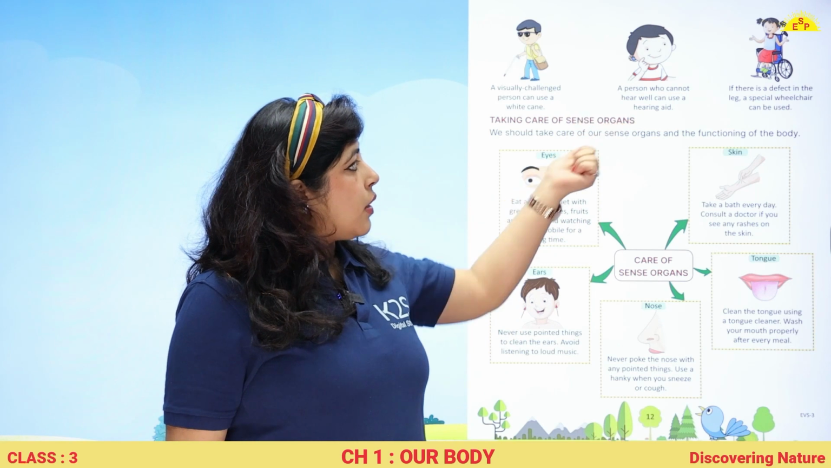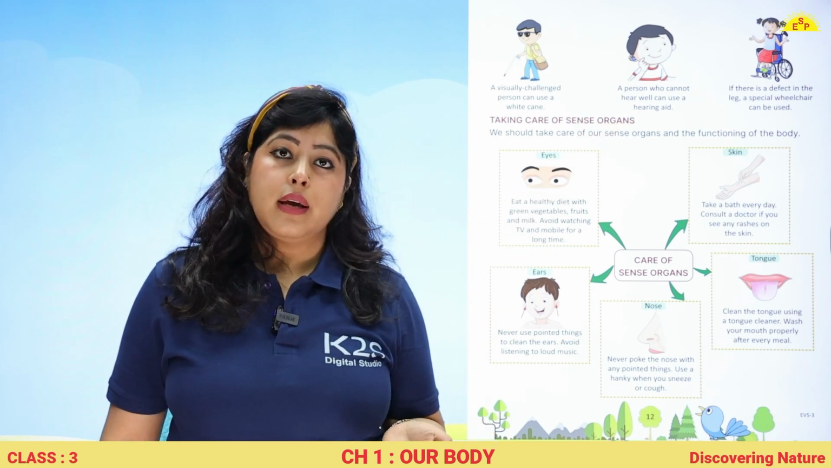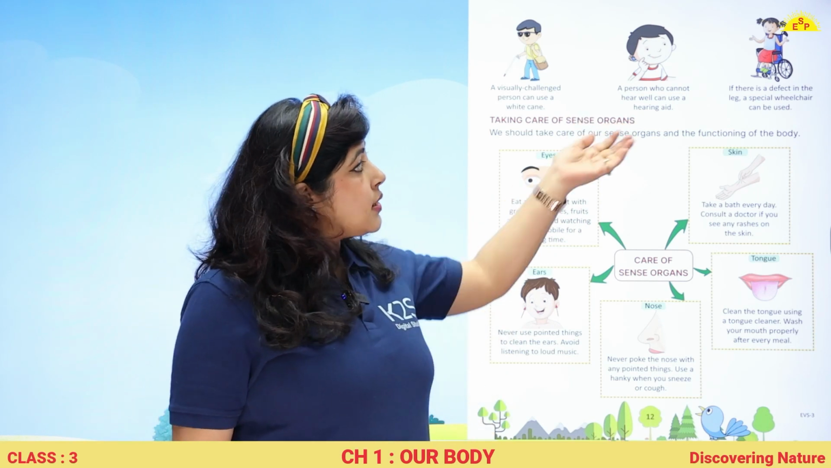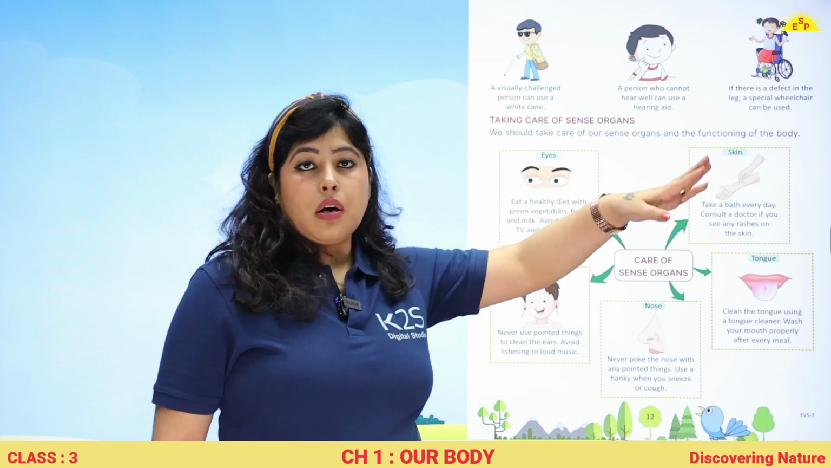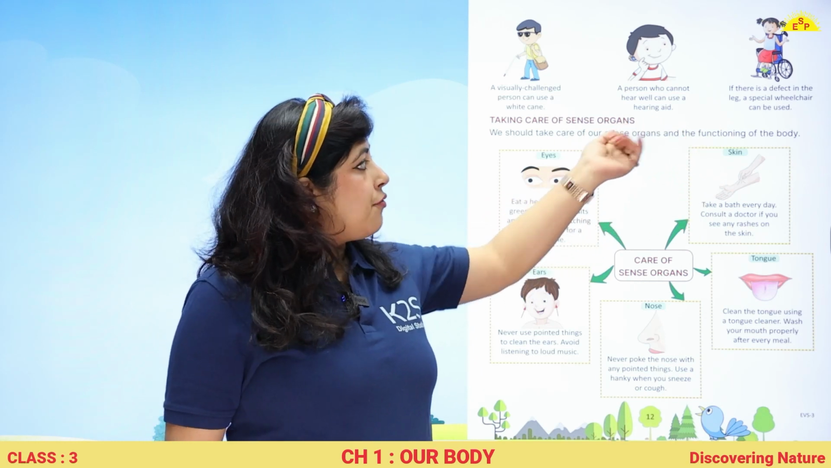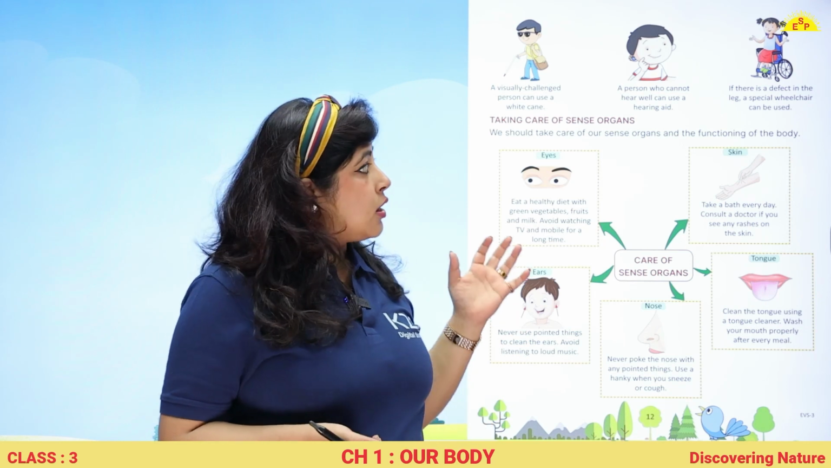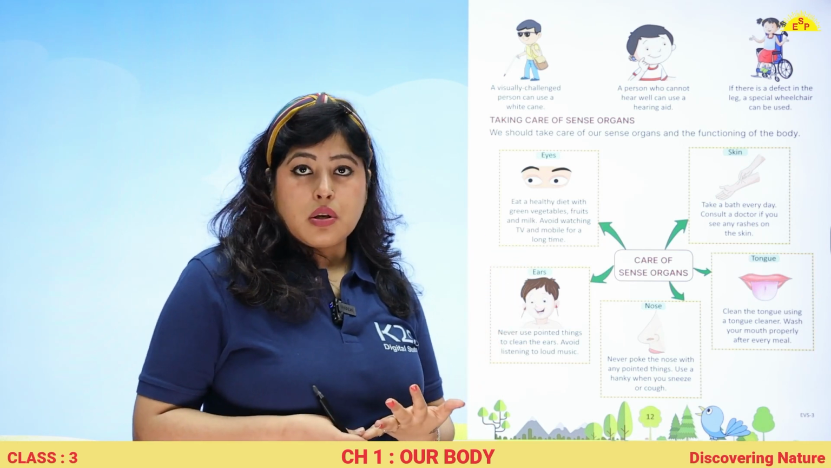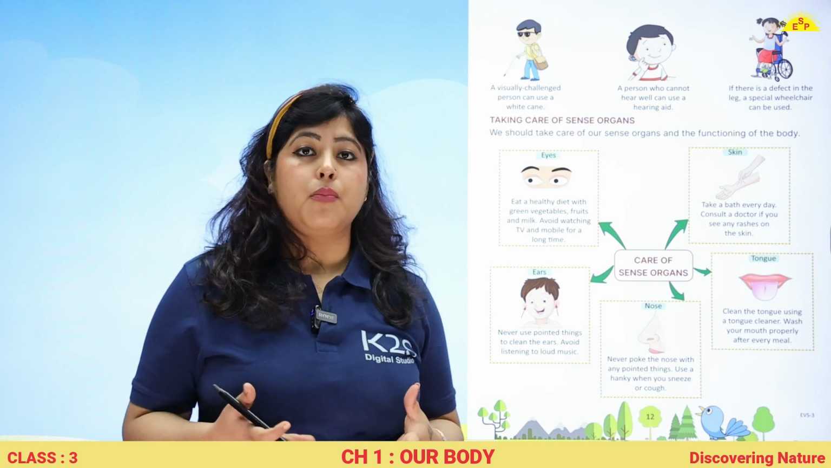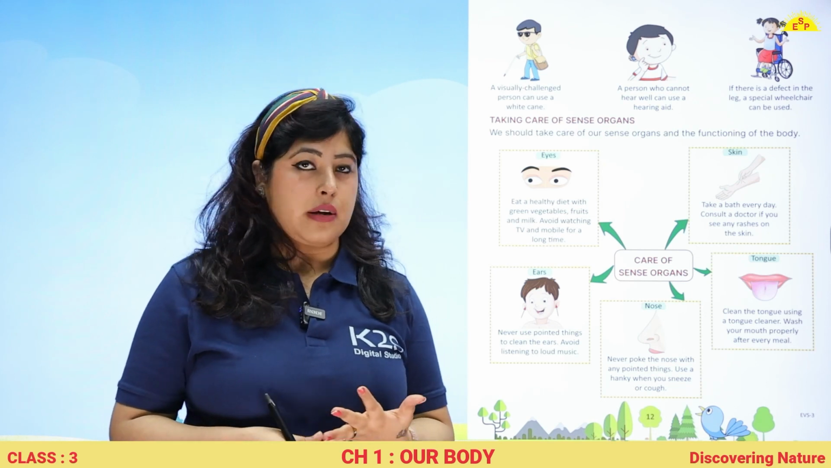So a person who cannot hear well can use a hearing aid. Now you can see in the next picture the girl on the wheelchair. If there is a defect in the leg, a special wheelchair can be used because she cannot walk. So she'll move with the help of a wheelchair.